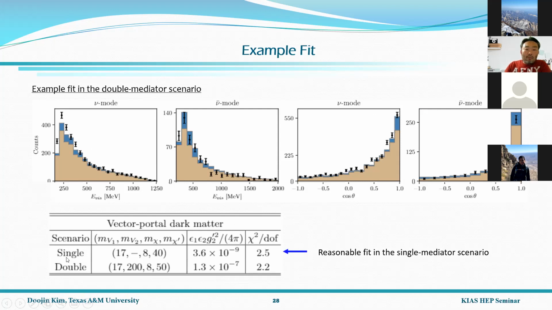We have found an equally reasonable fit in the single mediator scenario, as shown in the table. This table shows that there exist at least a few sets of reasonable parameter choices. So we are not showing the really best parameter choices, but we just prove that there exist reasonable parameter sets. Anyway, we actually performed parameter scanning for a few parameter space slices that I will show in a few slides.